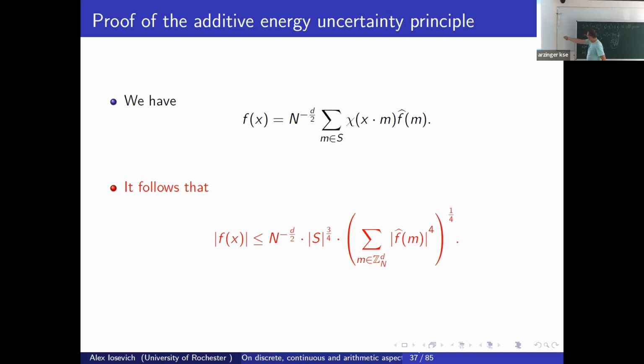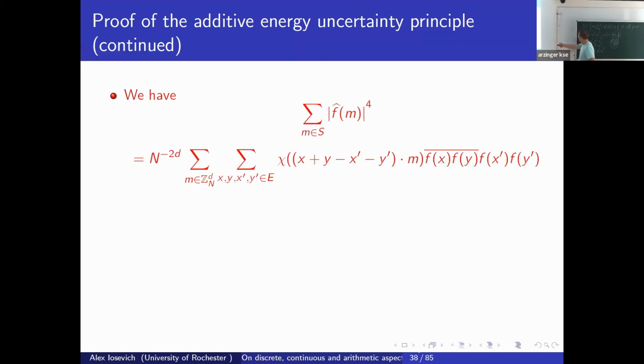Is that M, sum over M in S, but here we replace the sum over M in S by the sum over M in the whole space. So it looks like we are giving up information. So the question is, what are we getting in return? What we are getting in return is something more important. We write out the fourth power. You have seen this several times. But now, because we are summing over the whole space, we get orthogonality.